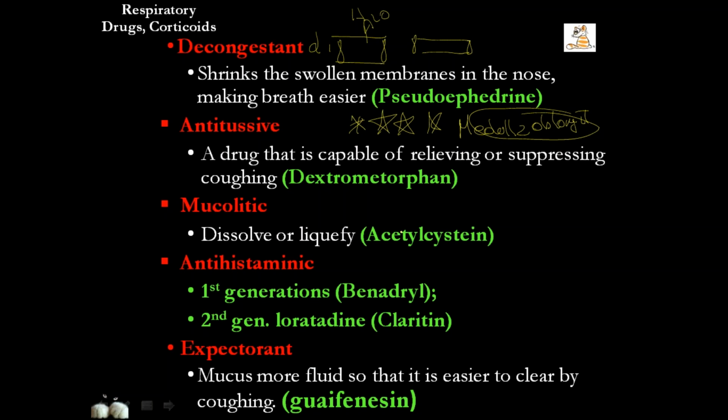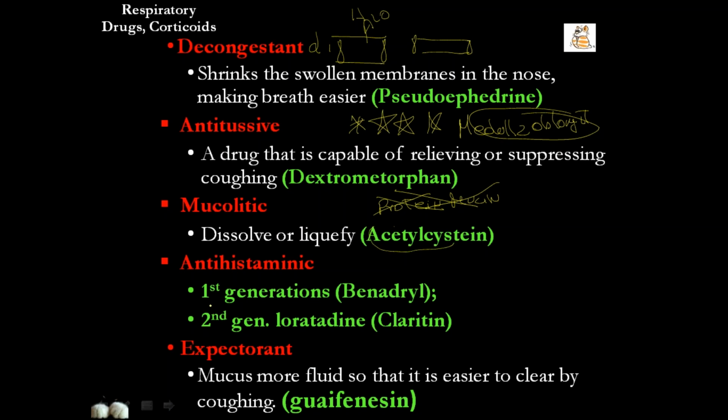We have the mucolytic, acetylcysteine, that is going to produce the breakdown of the protein. The protein called mucin is going to be dissolved, and that makes the mucus easier to get rid of.